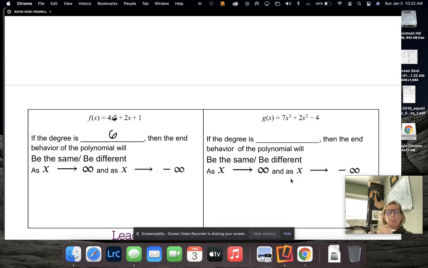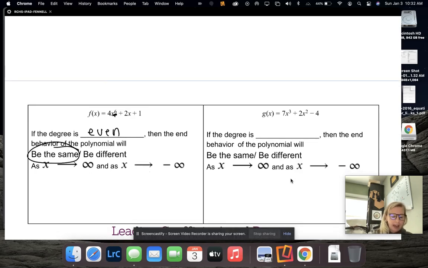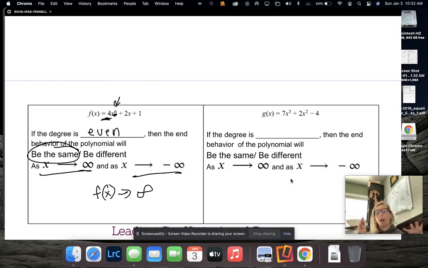So if you have an even degree, this applies to all even degree polynomials, then the end behavior of the polynomial will be the same. As x goes to infinity, y is going to go to infinity or negative infinity, but it's going to do the same thing on the left and the right. So in this case, f of x on both of these is going to positive infinity because we have a positive leading coefficient. Positive leading coefficient tells me the right arm is up. The fact that it's an even degree tells me both arms do the same thing. So both arms are going to face up.